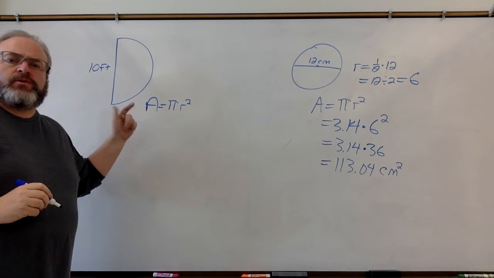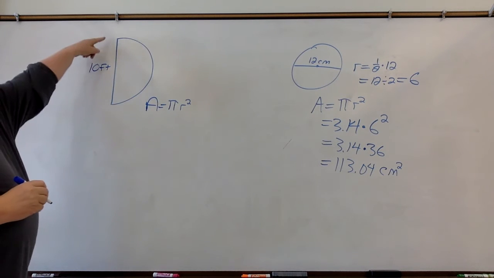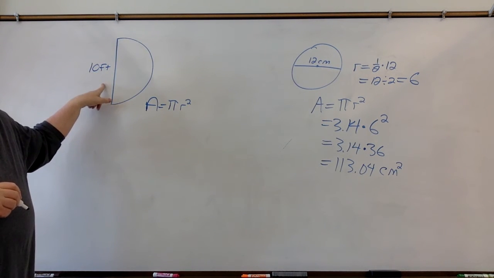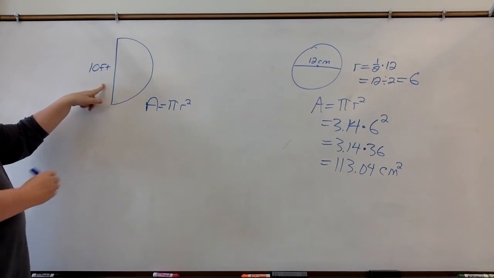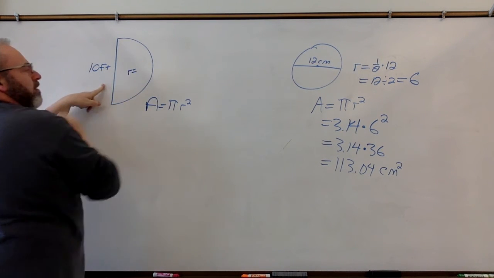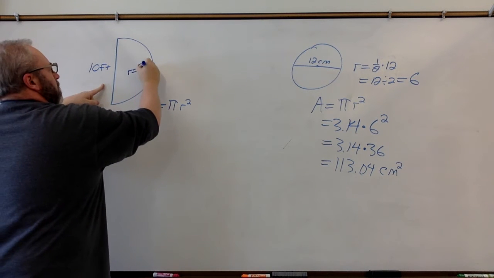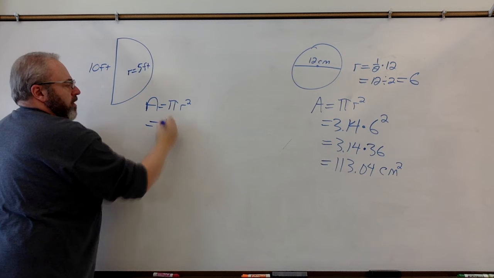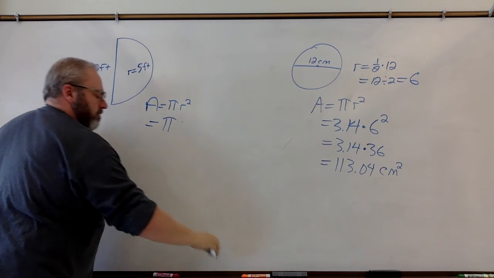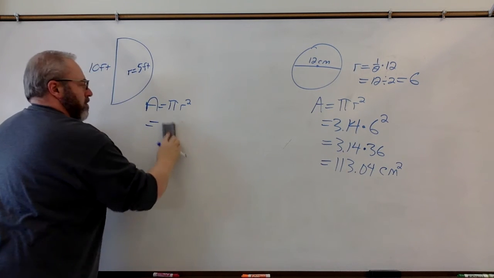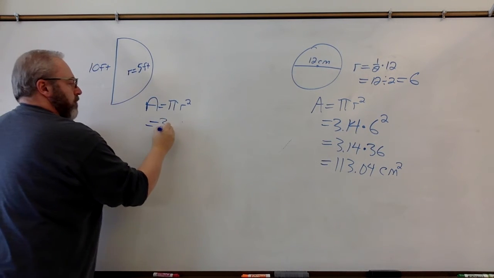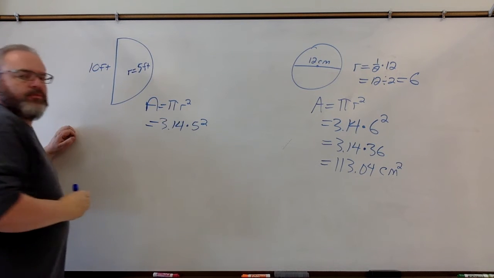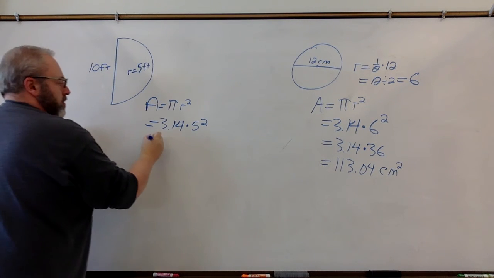Where's the radius here? What does this number represent? Well, if this was a full circle, wouldn't this be the diameter? So if that's the diameter, the radius is half of that, or 5 feet. Okay, so we're going to use the numbers, 3.14 times the radius squared, which is 5.